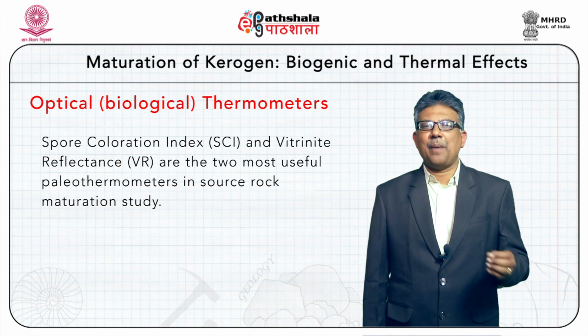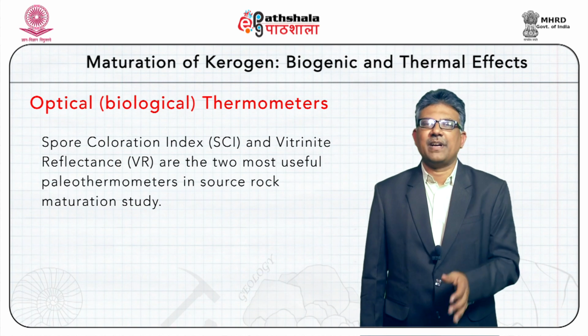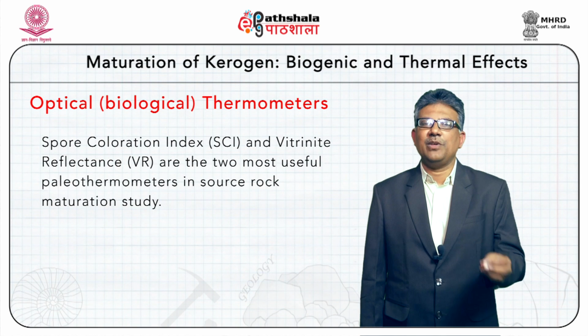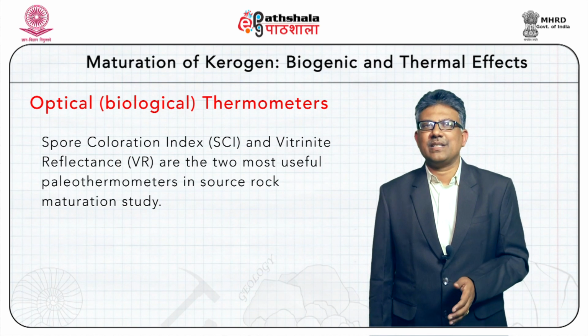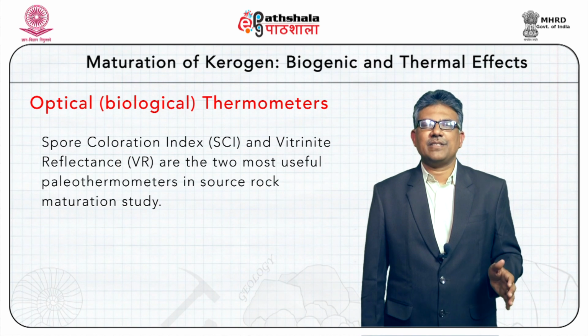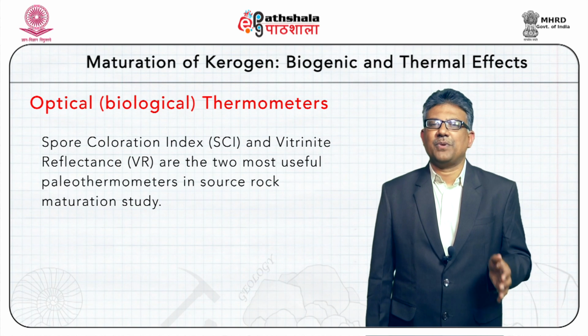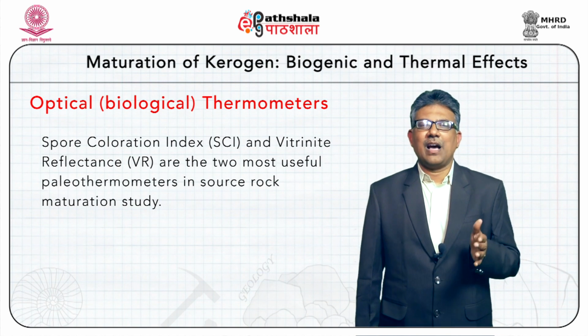The changes that happen in organic matter are time dependent, unidirectional, progressive and irreversible, and that is why we can use it as a criterion. Keeping this in view, a 10-point spore coloration scale, that is SCI, has been devised. Organic matters of animal origin are also used for the same purpose, provided they are chitinous or carbonaceous.